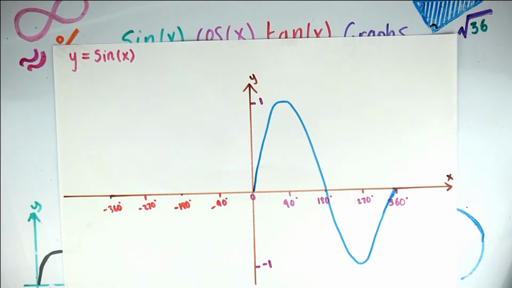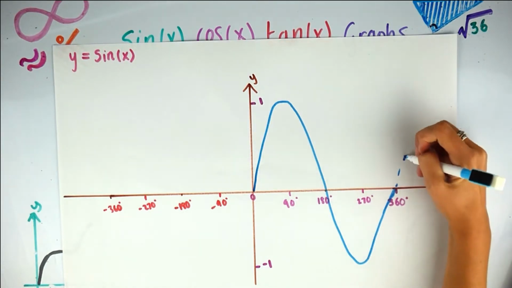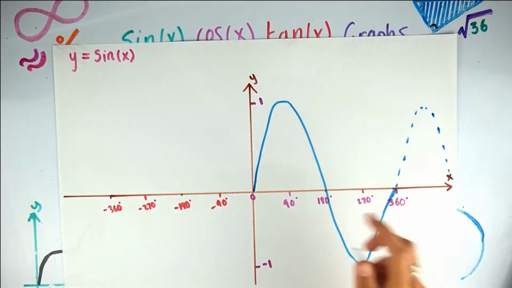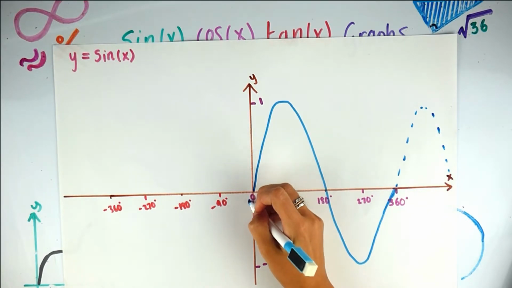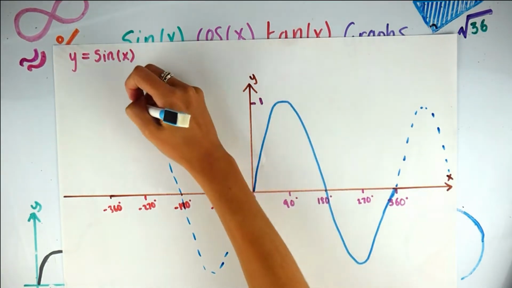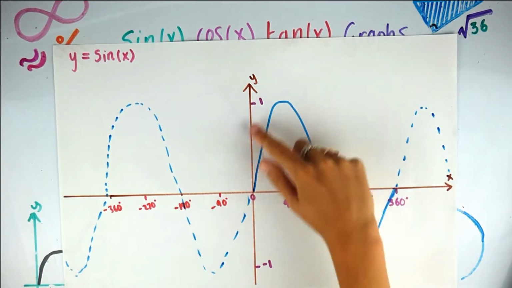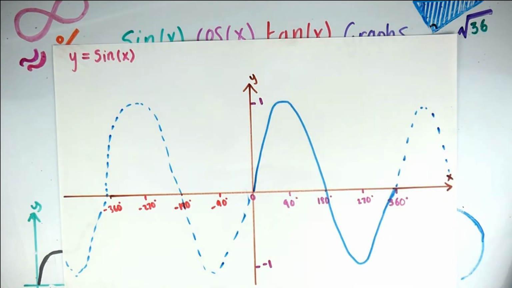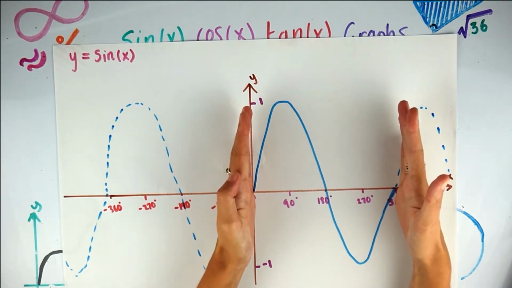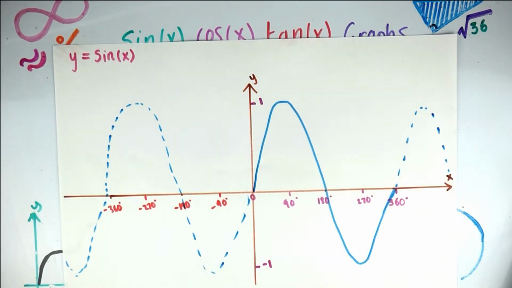Now, it's important to note that this does just keep going forever that way, and then also it'll come this way. So as you can see, this wave just continues forever that way and forever that way, but this is one oscillation, the main bit you normally have to understand.